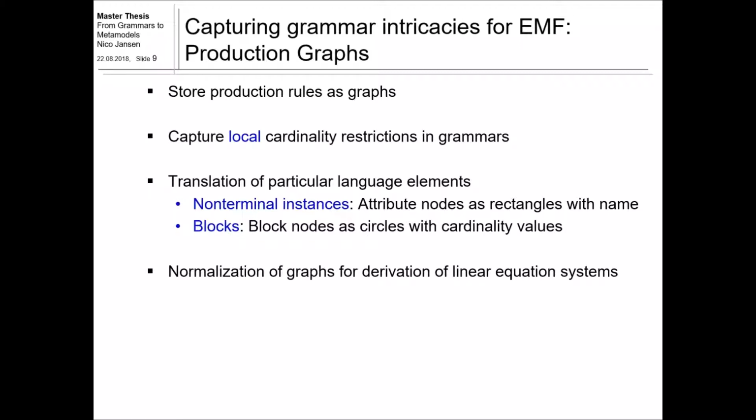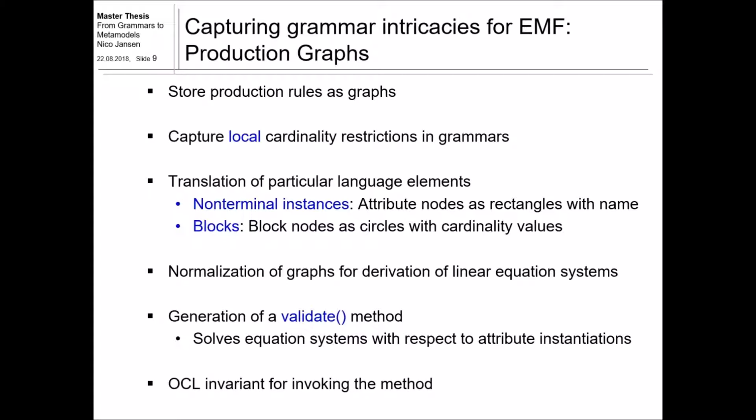Non-terminal instances are translated into attribute nodes, which are represented as rectangles with the corresponding usage name of the attribute. Blocks, which influence the local cardinality restrictions as structural features as well, we translate into corresponding block nodes, which are represented as circles with cardinality values. Finally, we normalize these graphs to provide them for the derivation of linear equation systems. The idea is that these linear equation systems contain the corresponding local cardinality restrictions of a grammar.